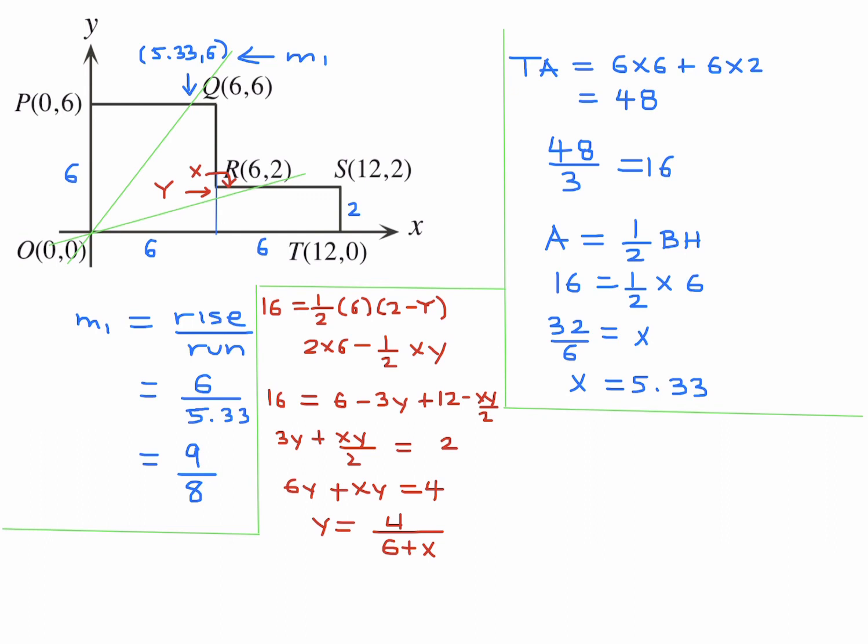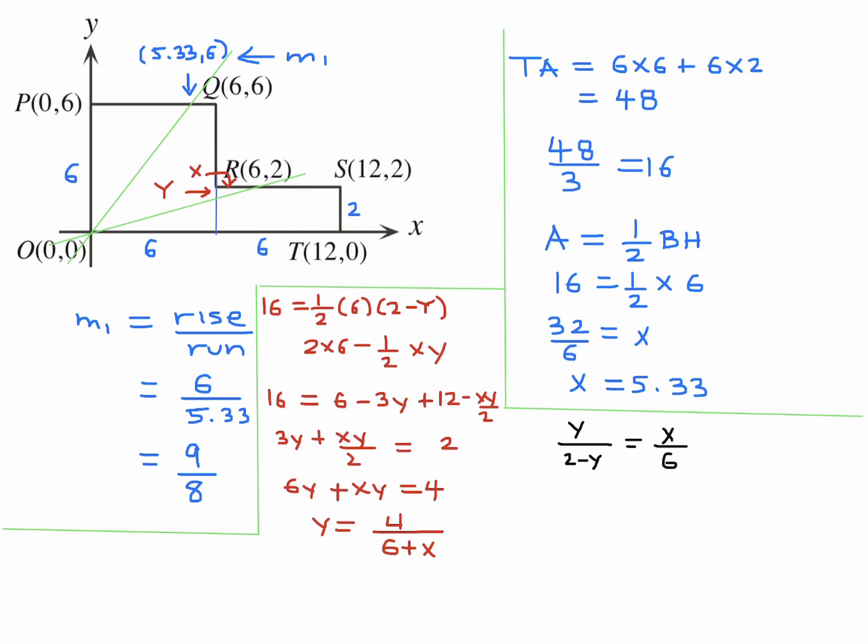Well, that's where similar triangles comes in. This triangle right here is similar to this triangle right here. So that basically means that y over 2 minus y is equivalent to x over 6. If you look at these two triangles, you will see a similar triangle relationship as I have drawn.